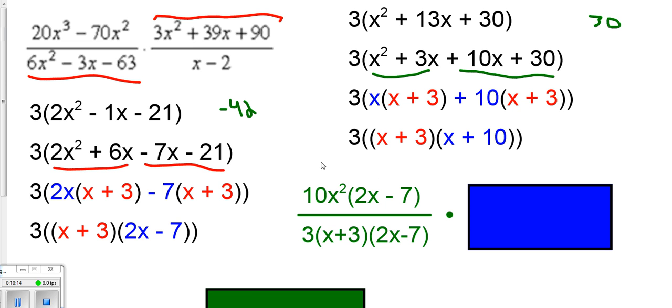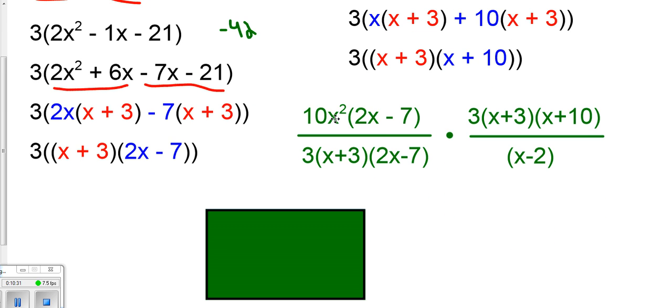So now this piece is our new first rational expression. This one, we've already factored the top. The bottom has to stay as just x minus 2. That's the only factor there is.